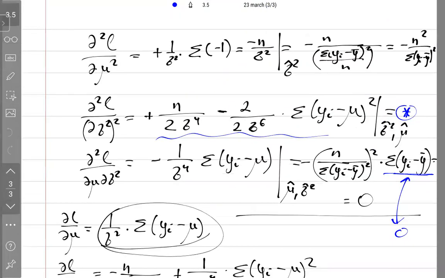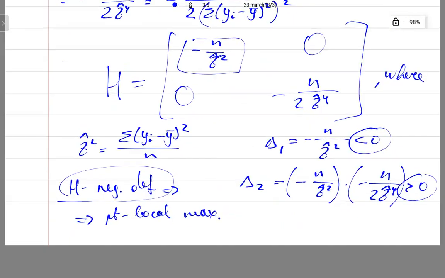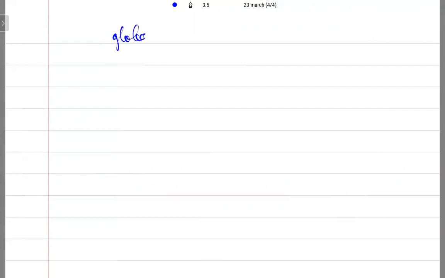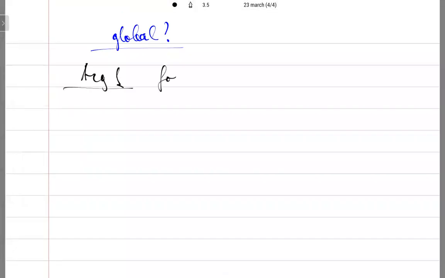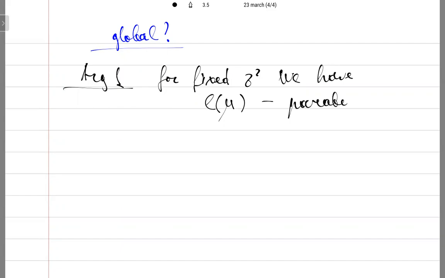Let's go and prove that it's global. Argument one: for fixed sigma, we have a function L of mu that is just a parabola. So we are happy to see that we have a unique extremum when we fix sigma.